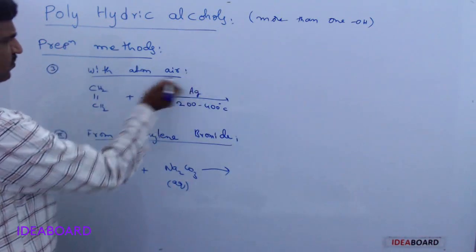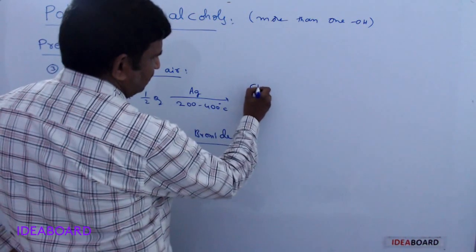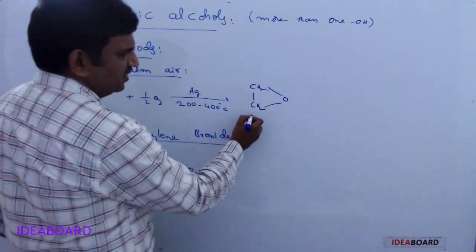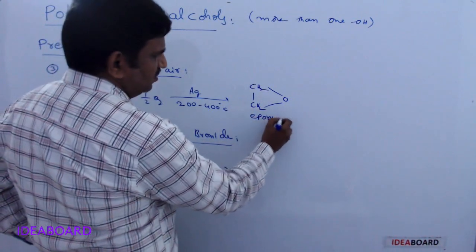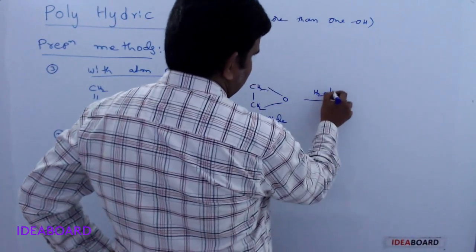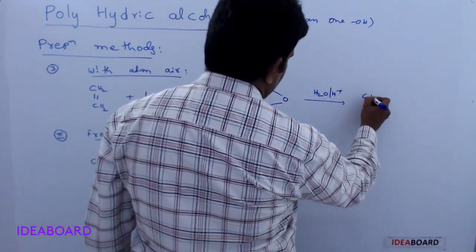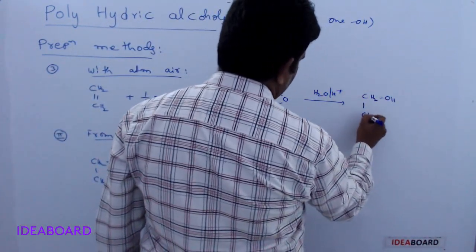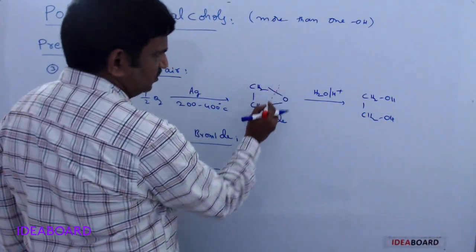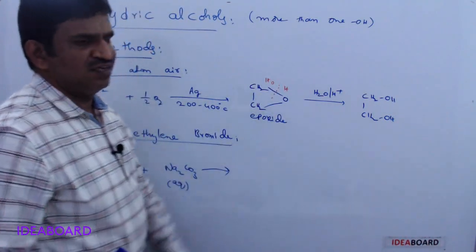Next, from ethylene with atmospheric air. Ethylene reacts with oxygen and first forms an epoxide, CH2 and CH2 bridged by O. This is called ethylene oxide or epoxide, also a cyclic ether. This epoxide undergoes acidic hydrolysis, the bond dissociation occurs, and OH and H are added, so we get CH2OH and CH2OH, ethylene glycol again.